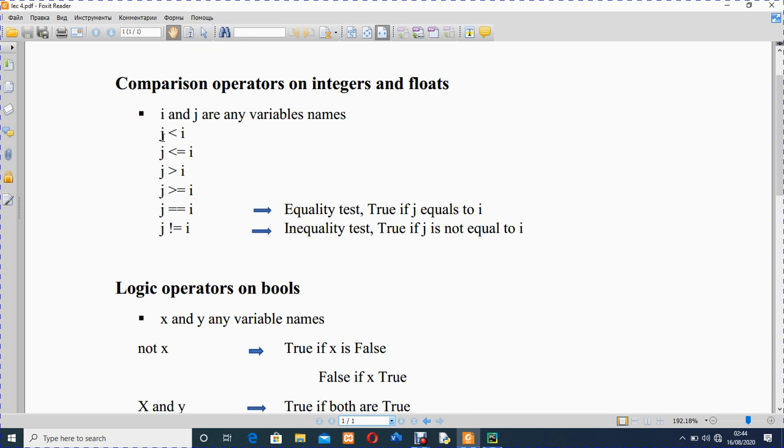J is less than I. J is less than or equals to I. J is greater than I. J is greater than or equals to I. J equals to I.